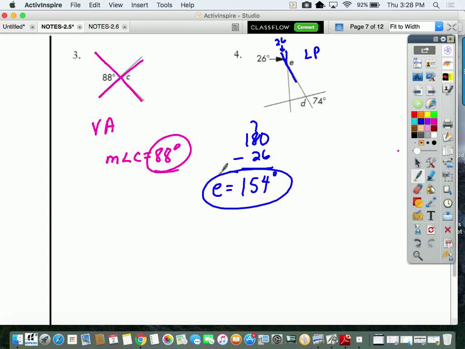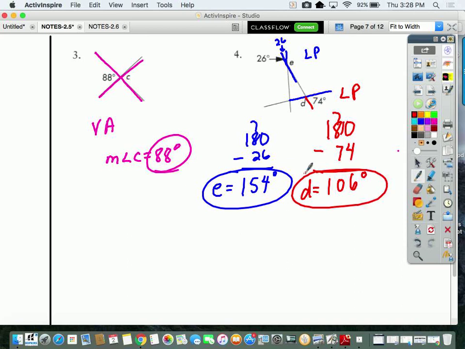Then I go down to D. Okay. Once again, I could make a straight line. So the angles 74 and D are once again a linear pair. I can find that measurement then by doing 180 minus 74. So I would do this, and I'd end up with 106 degrees. So D would be 106 degrees, E would be 154 degrees.